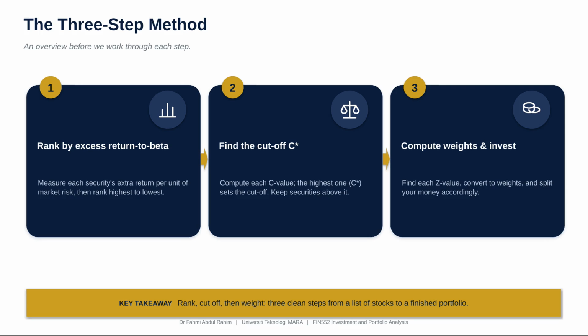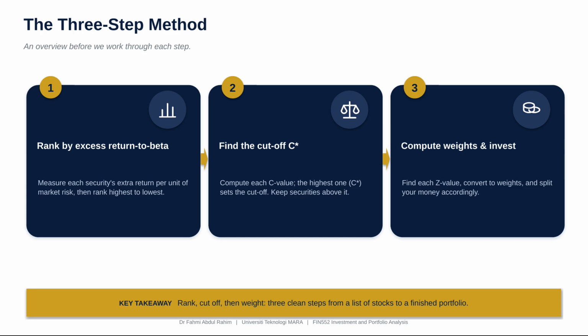Before we dive into the formulas, here is the whole method in one glance, 3 clean steps. Step 1. Rank by excess return to beta. For each security, we measure its extra return per unit of market risk, a risk-adjusted score, and then rank the securities from highest to lowest, best candidates at the top.